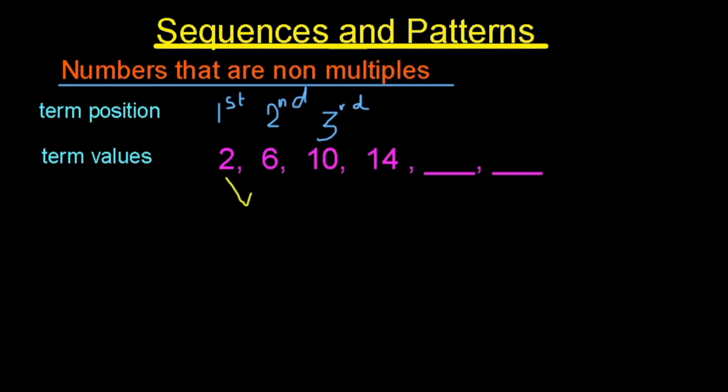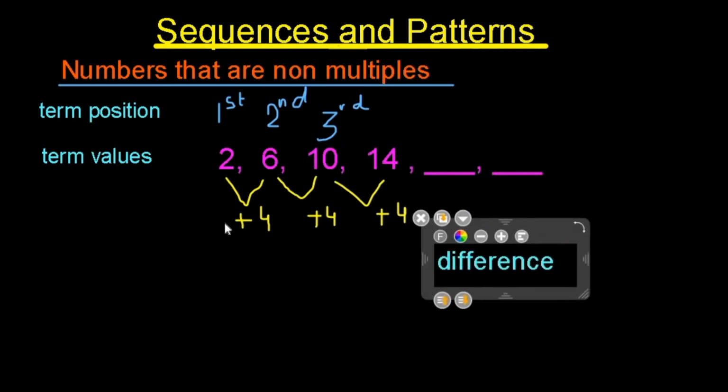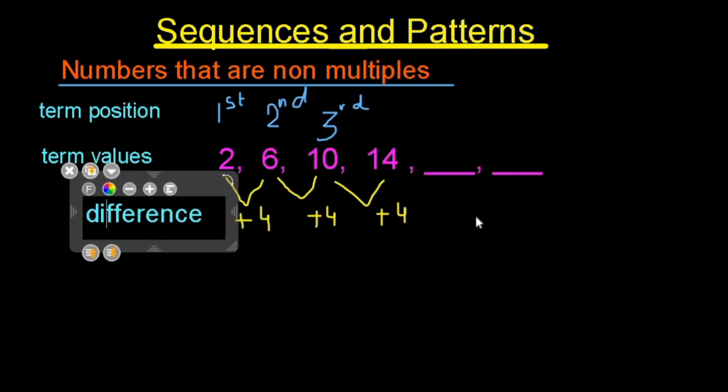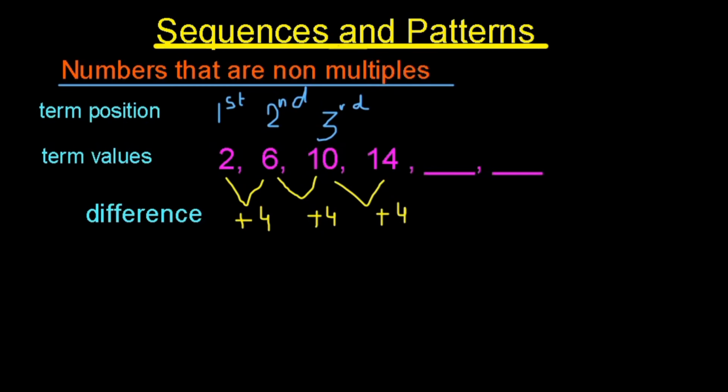And lastly, we are going to see the difference between these two terms, 2 and 6. The difference between these two is plus 4. It means that every time I add 4 to the term, I get the next term. So this way, very easily I can find out the next two terms, but let's first write the important vocabulary terminology over here, that is the difference.